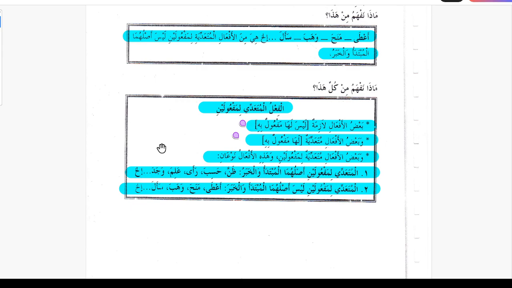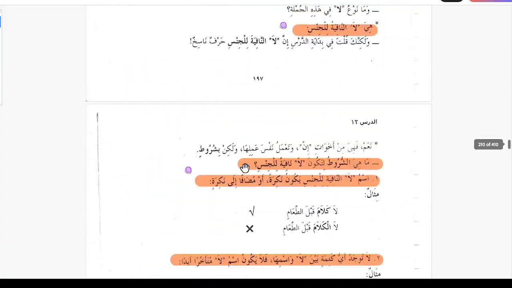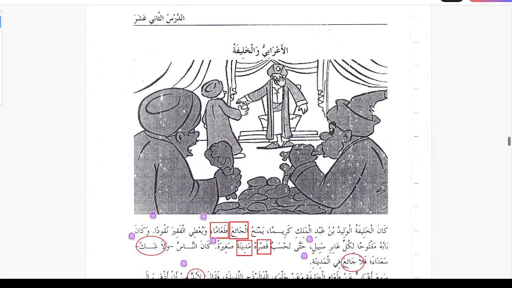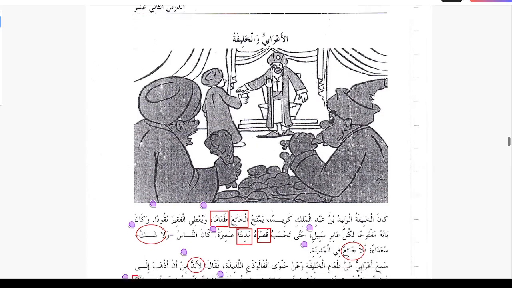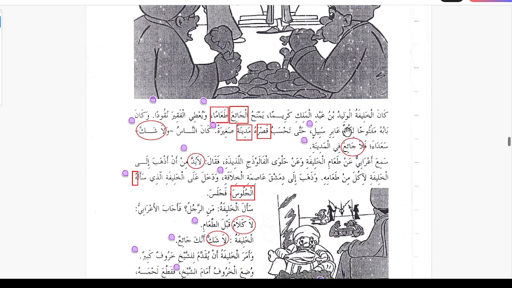So this we studied last time, and now let's apply these rules, this new learning, to the main lesson, which is an interesting story about al-Arabiyu wal Khalifatu, the Bedouin and the Caliph. Kan al Khalifatul Walid ibn Abdul Malik kariman. The Caliph al Walid bin Abdul Malik was a very generous person. Yamnahu al-jaiya ta'aman. Now this is the verb that takes two maf'ul bihi. Manaha yamnahu.